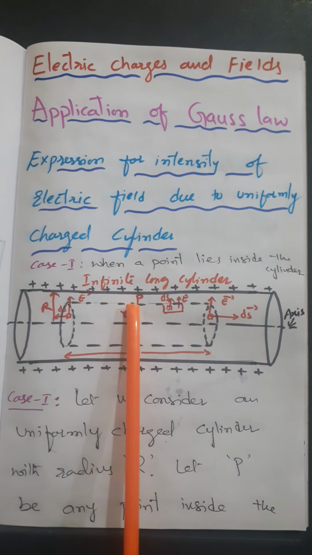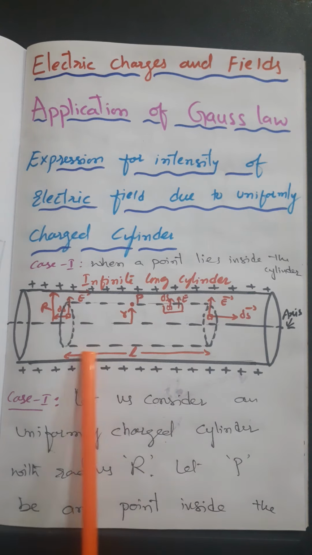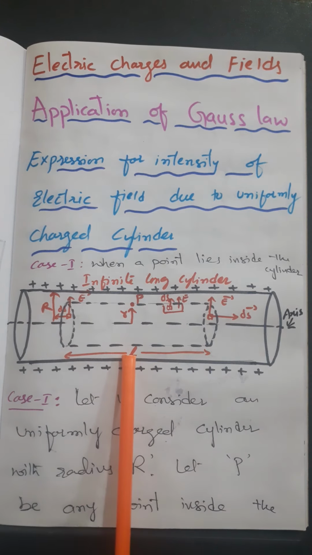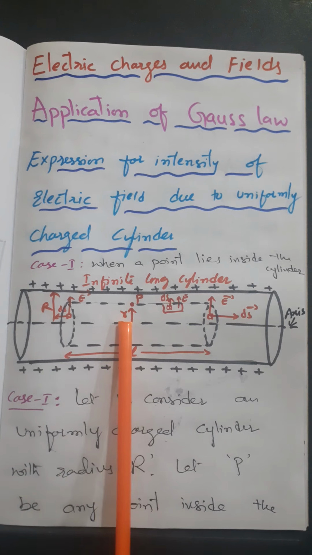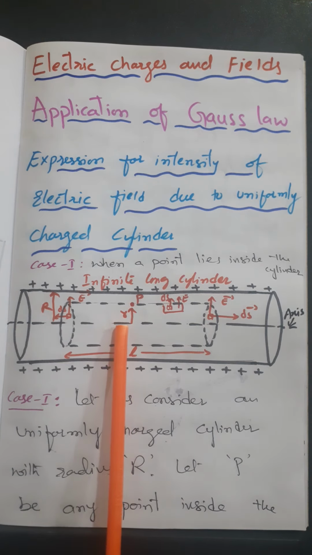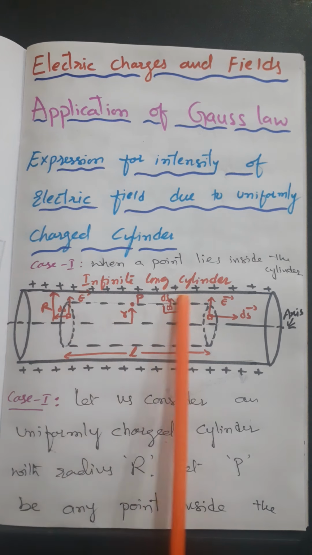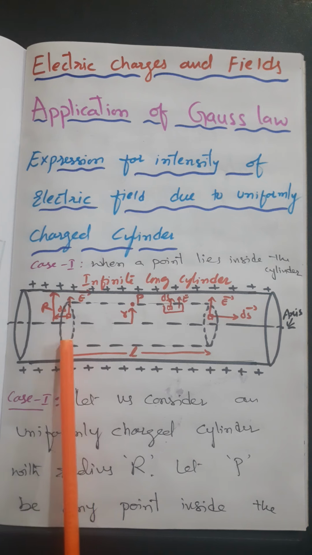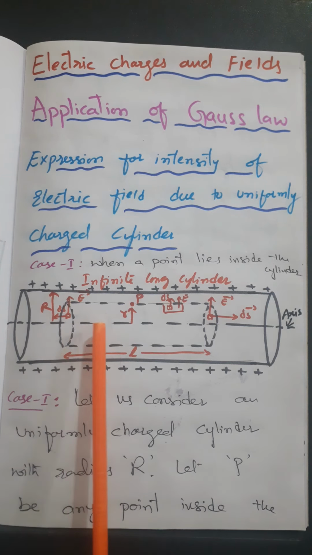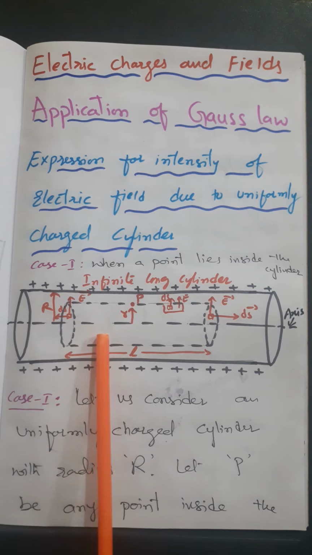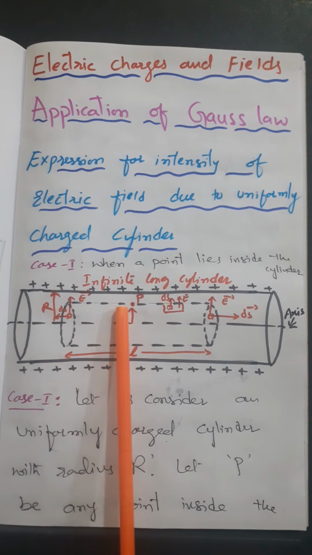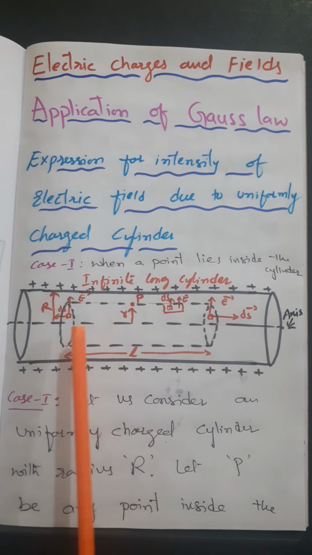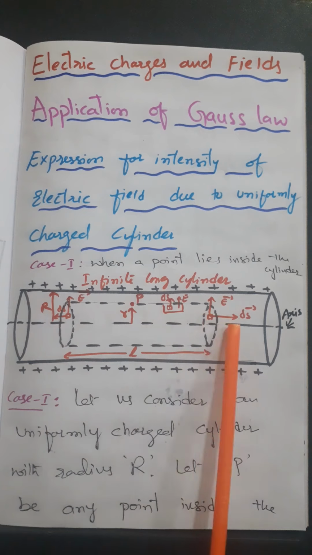Now from this point P, we have to draw a coaxial cylinder whose length is L and whose radius is small letter r. Now we have to calculate the total electric flux through this coaxial cylinder. Because of this, we have to calculate the electric flux through the curved surface and the electric flux through the two caps.